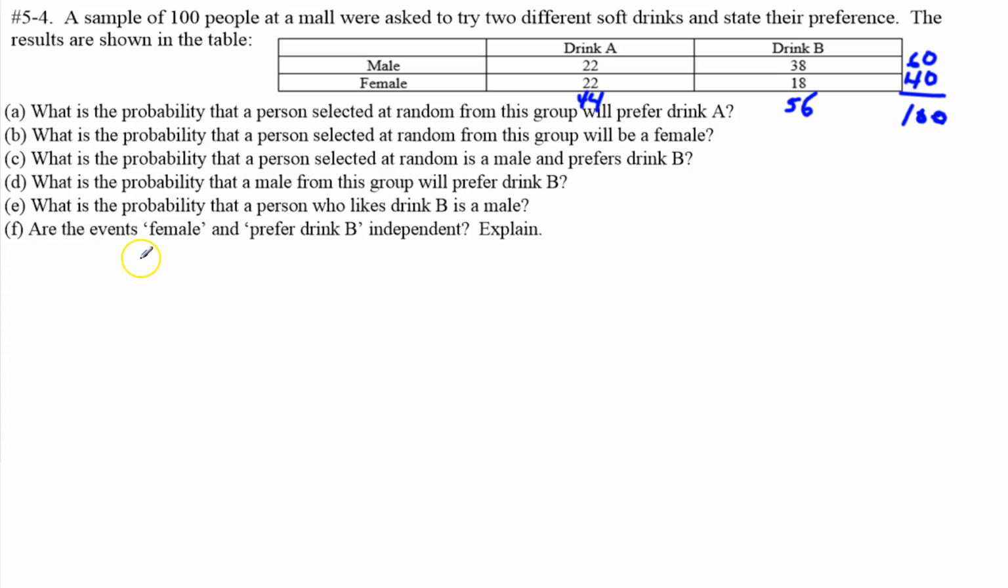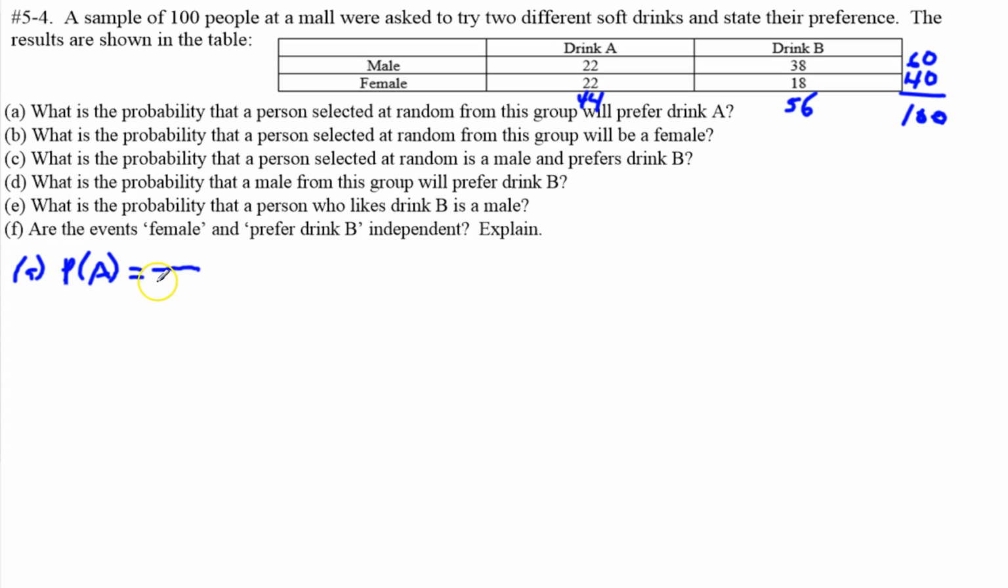What's the probability that a person selected at random from this group will prefer drink A? So the way I could write that statement would be this way, the probability of liking A. There's no conditions or anything like that. It's not a compound probability. It's just a simple probability. And so that means that every person in this sample is equally likely to be chosen if we choose a person at random. So it's an equally likely case.